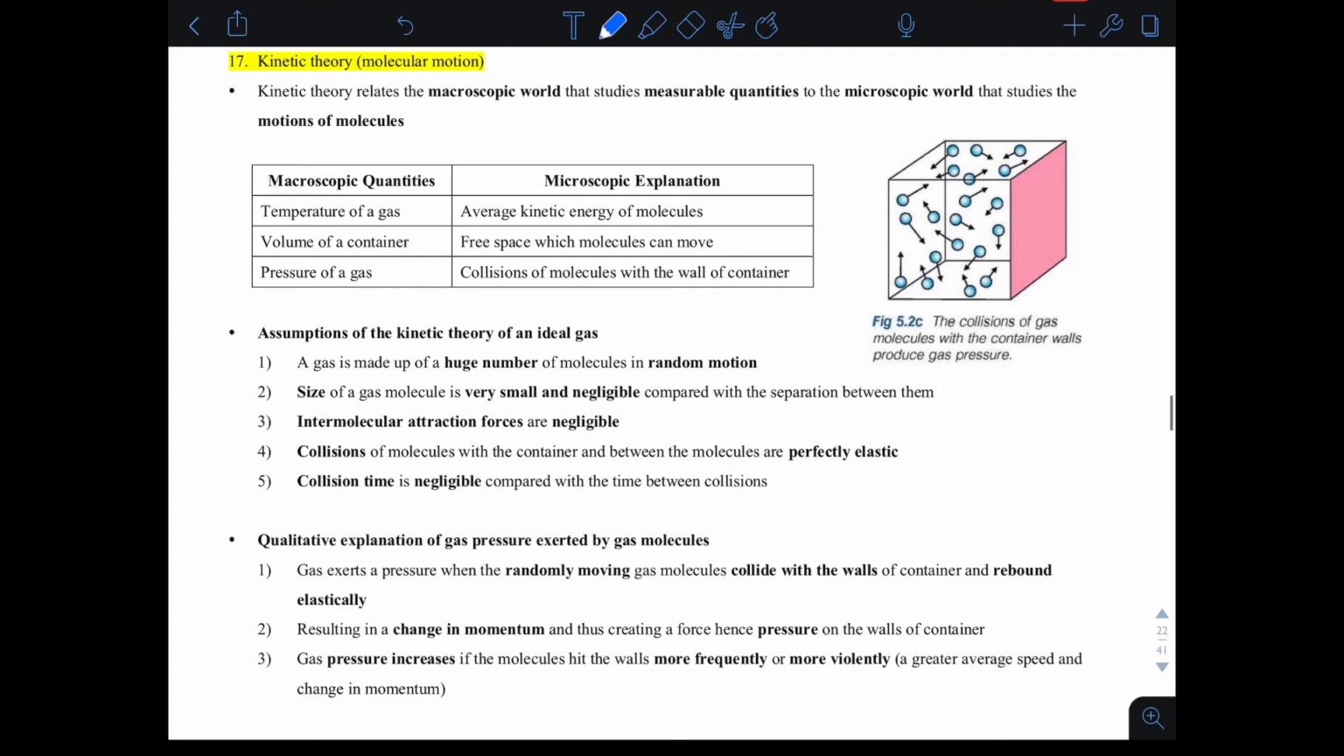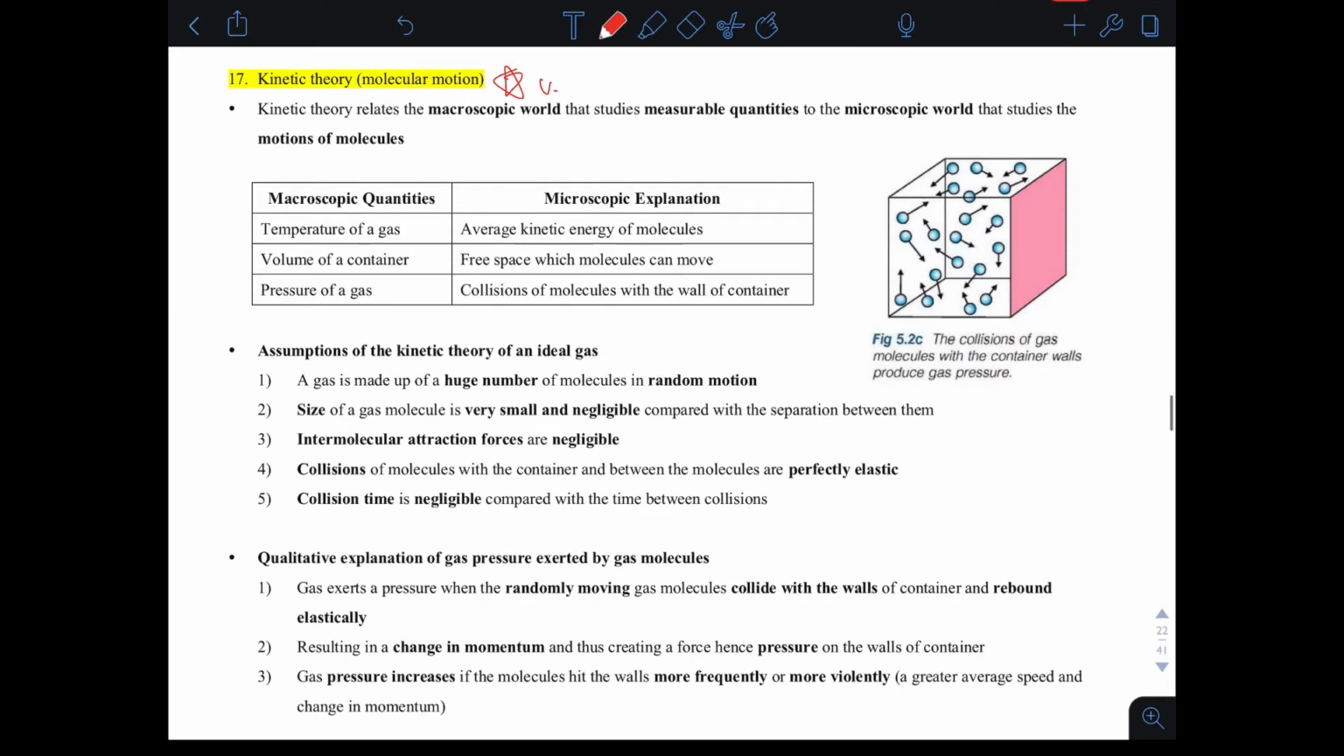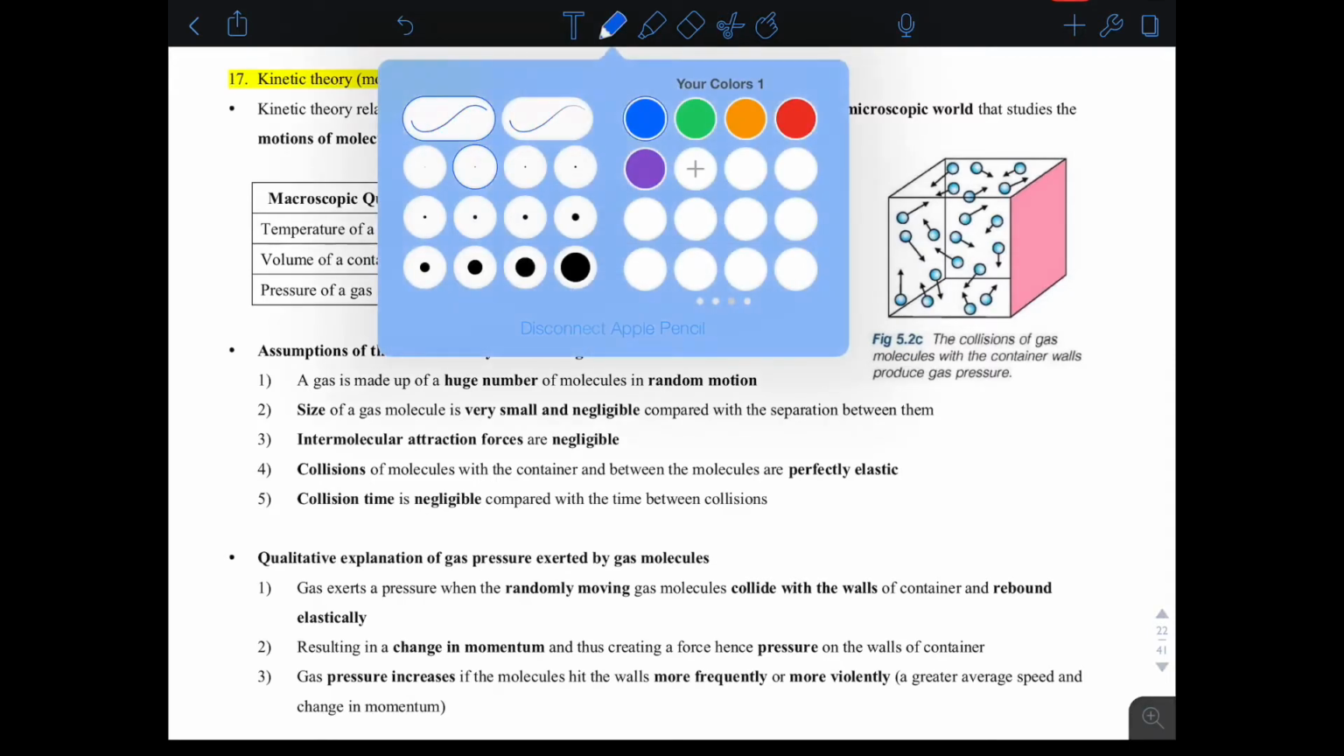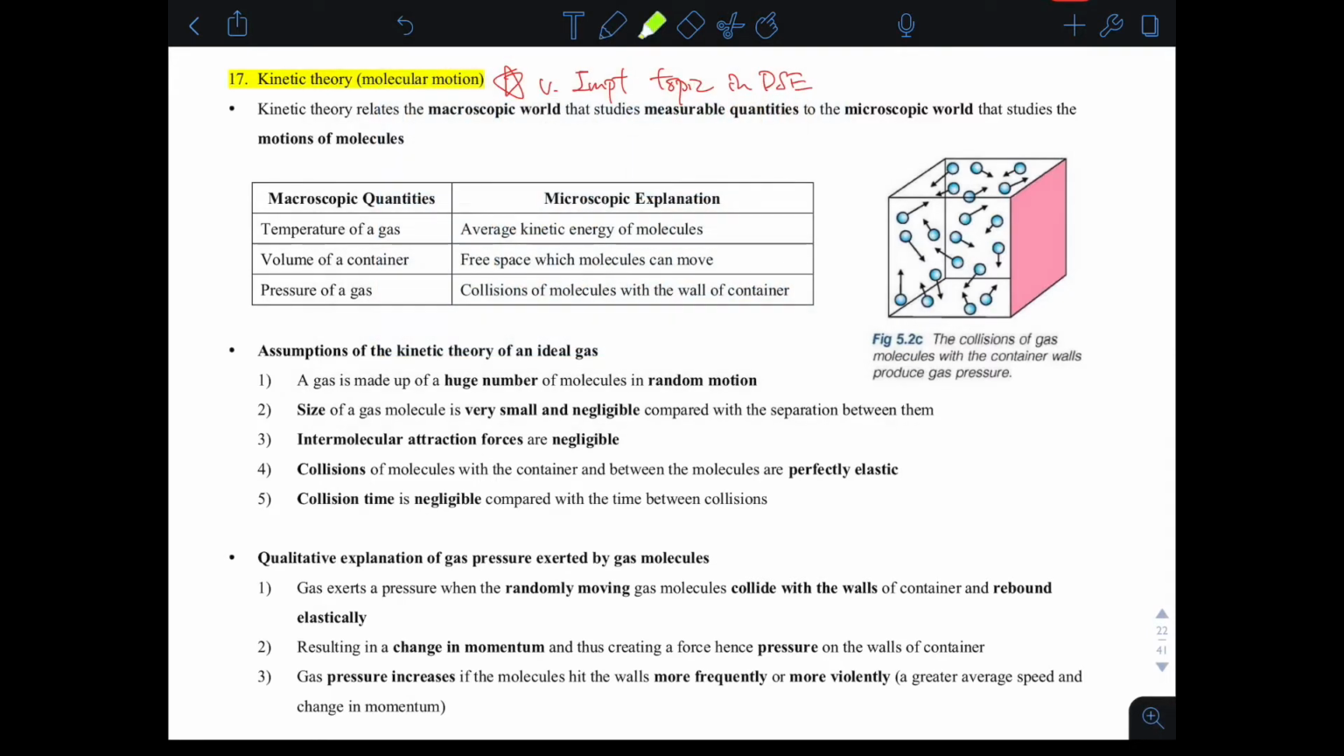After studying this situation and thinking of there being invisible air molecules, scientists based on this try to think of a model to explain, and this is called the kinetic theory, the molecular motion of gas molecules. And this theory is very important in DSE because every year it must appear. The lucky thing is this is usually MC, but the unlucky thing is that this topic is very difficult at the very beginning, so we will have to focus on this chapter. Very important topic in DSE.